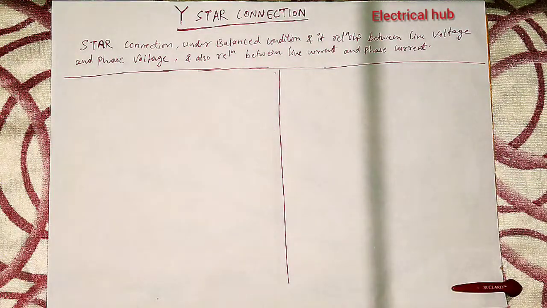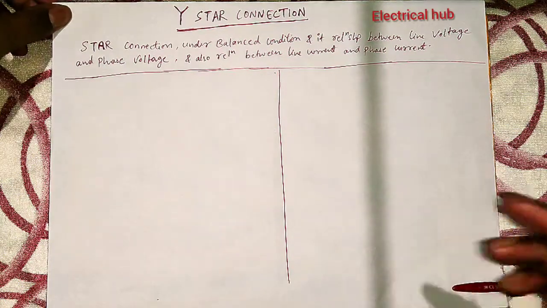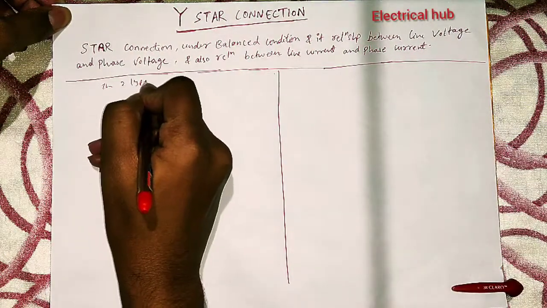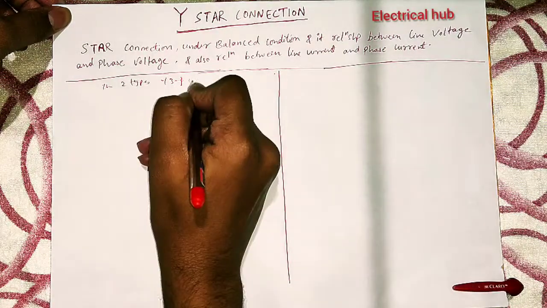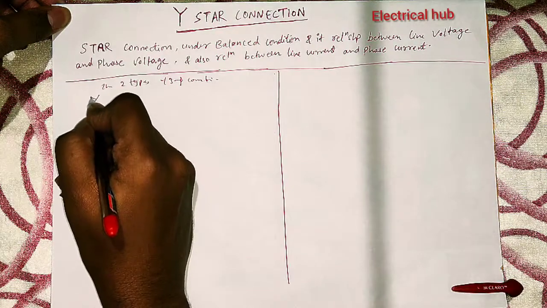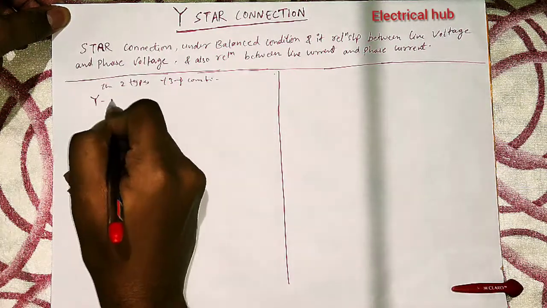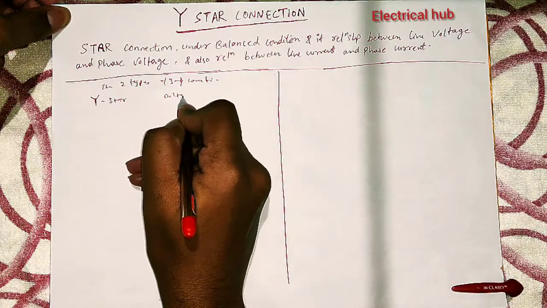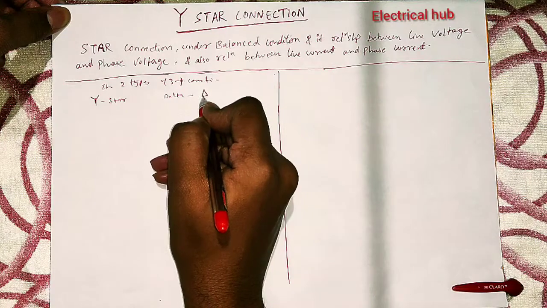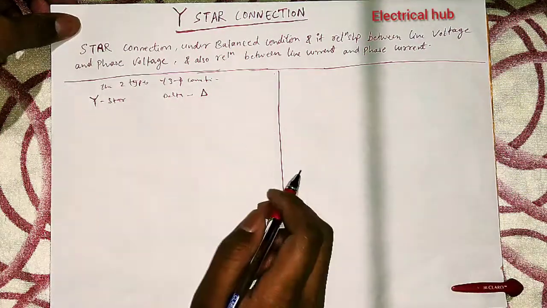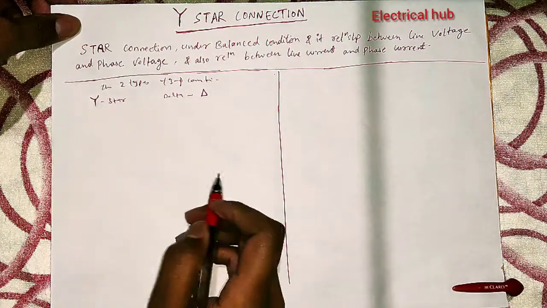So here we have to know what a three phase connection is. There are two types of three phase connection. One is star connection, which is denoted by capital Y, and the second one is delta connection, which is denoted by a triangular shape. So here I am going to discuss star connection, which is denoted by Y.